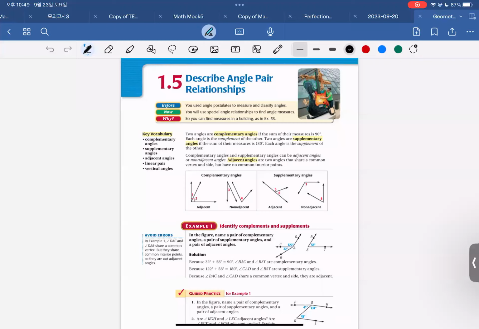Hi, so welcome to video 2 for geometry, and today we'll be looking at 1.5 to 1.7. So let's get into it. First, let's look at 1.5, describe angle pair relationships.